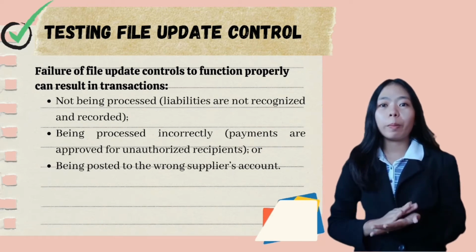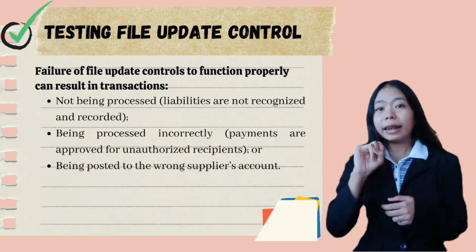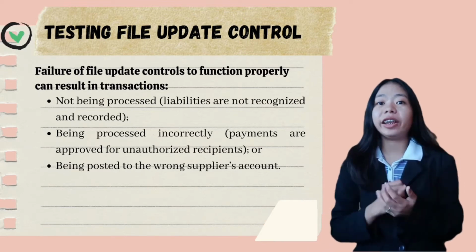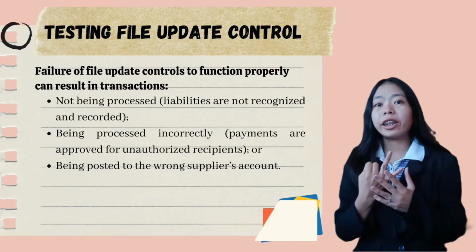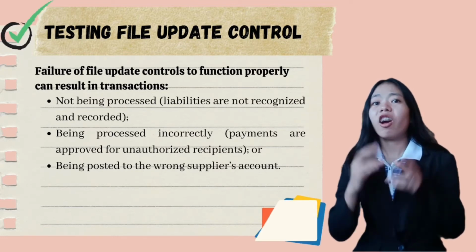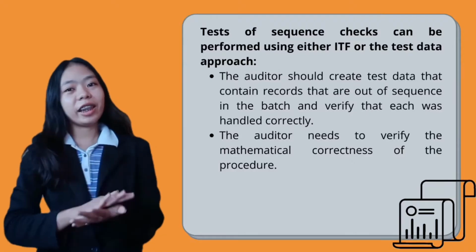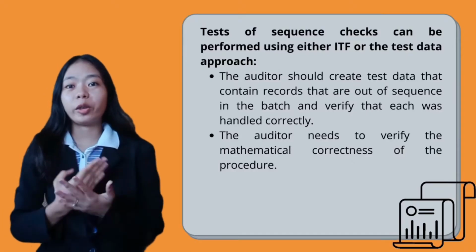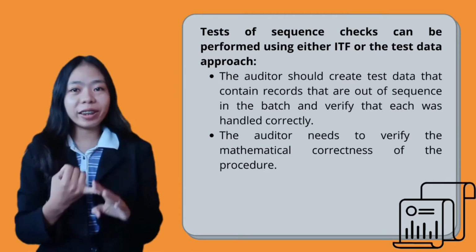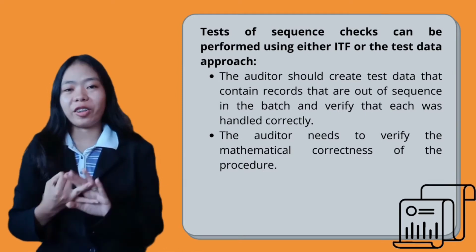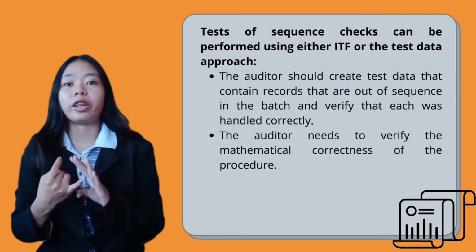Failure of file update controls to function properly can result in transactions not being processed, meaning liabilities are not recognized and recorded, being processed incorrectly, payments being approved for unauthorized recipients, or being posted to the wrong supplier's account. Tests of file update controls provide the auditor with evidence relating to the management assertions of existence, completeness, written obligation, and accuracy. Tests of sequence check can be performed using either the ITF or test data approach.